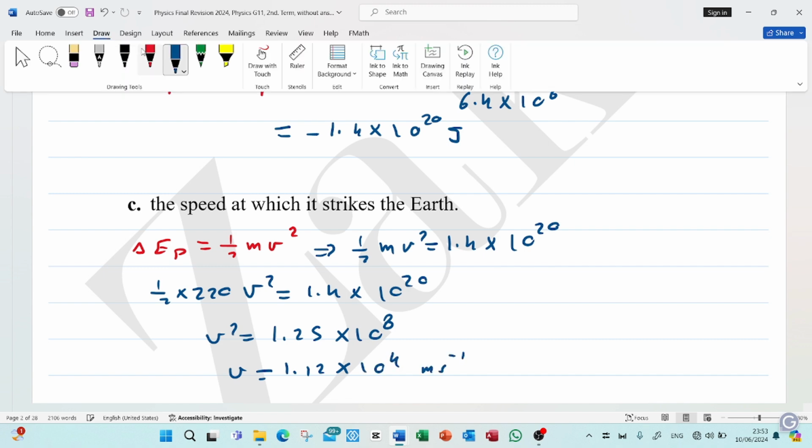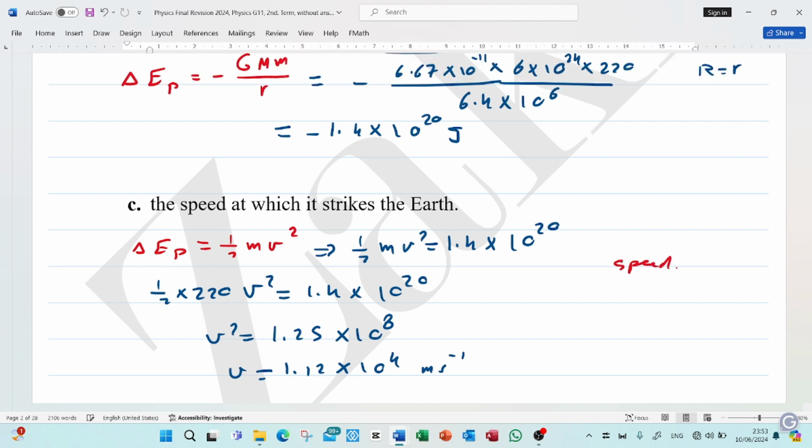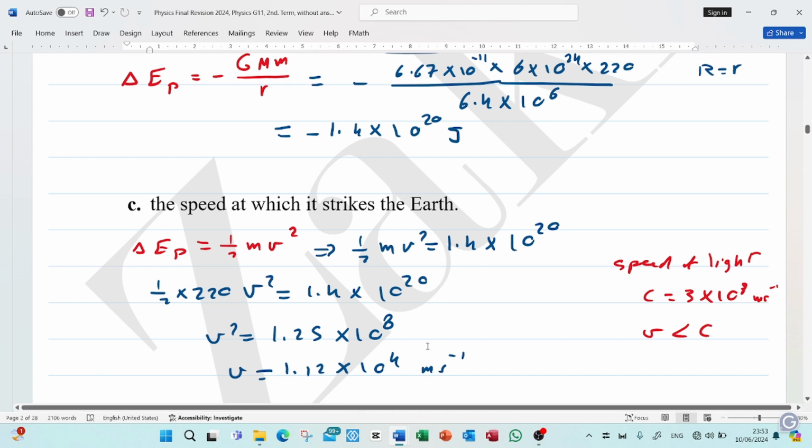Remember, any speed must be less than the speed of light. The speed of light, denoted by c, is 3 times 10 to the power 8 meters per second. So any speed must be less than the speed of light in any calculations. Next question.